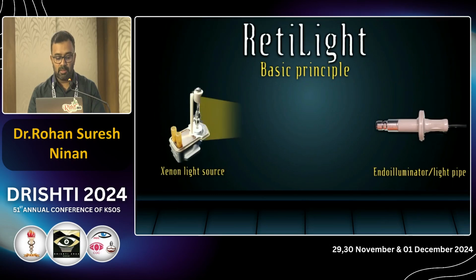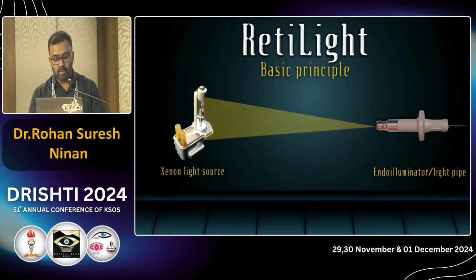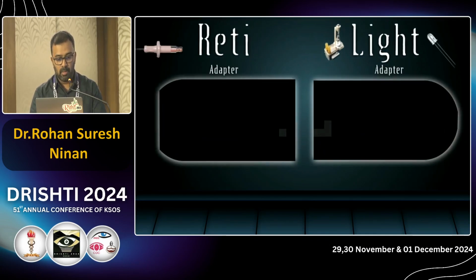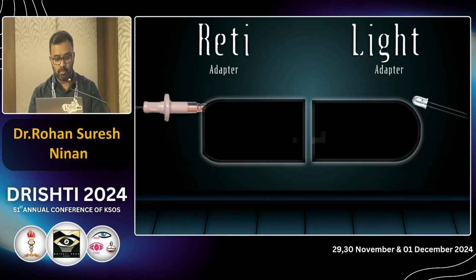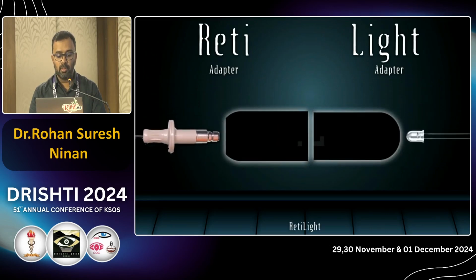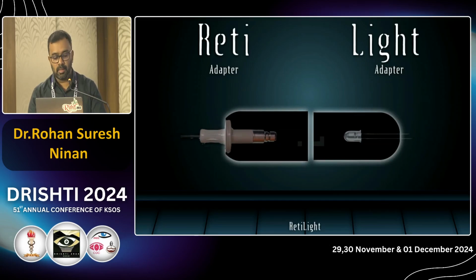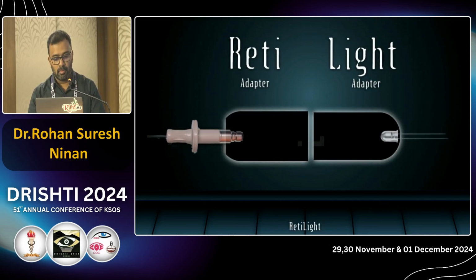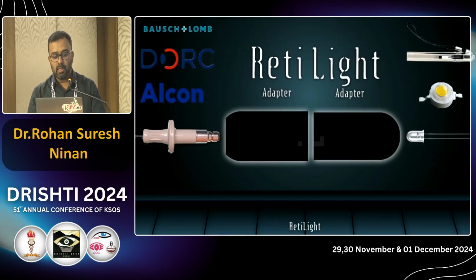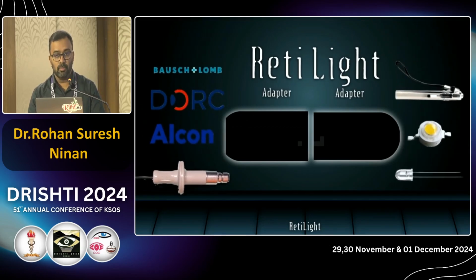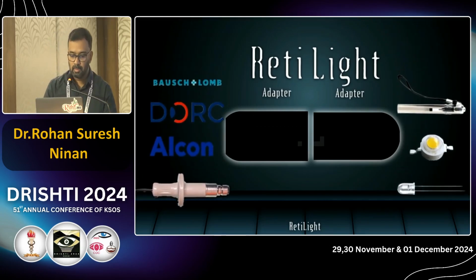The xenon light source is basically condensed onto the endoilluminator light pipe. Two adapters were made, a retinal adapter and a light adapter, to which you can fit the head of the endoilluminator and the LED light source. This can be mixed and matched depending upon the operating system you utilize in your theater.